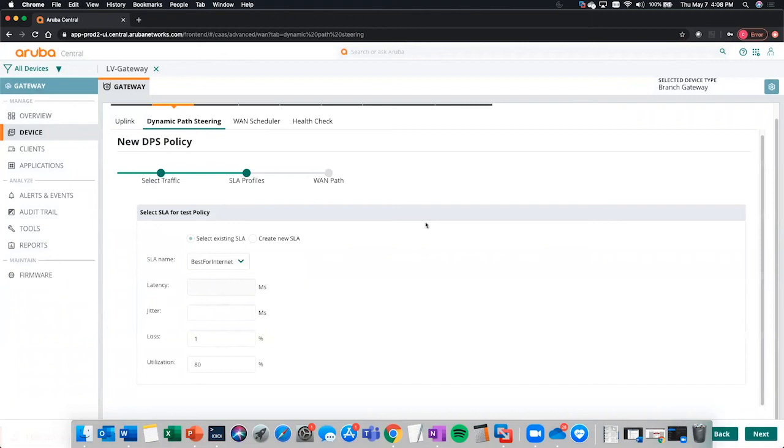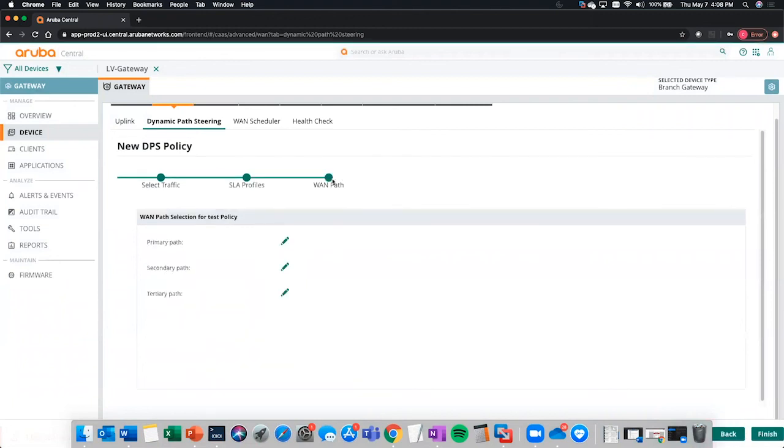We can hit next, and then we can tell it we want this to go across uplink 1. We want our secondary path to go out LTE. So if our SLA is not met on uplink 1, it's going to move that traffic over to the LTE links. So it's very easy. That's how quick it is to go through and do dynamic path steering for an application. So I want to make sure that we showed that today.